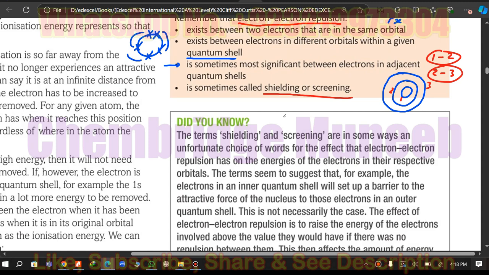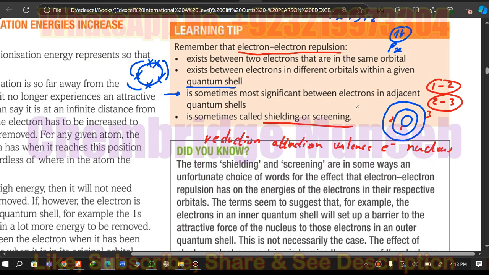Basically, the screening is actually the reduction in the force of attraction between the valence electrons and the nucleus. That's the screening effect. That's the shielding effect. When we have less attraction between the valence electron and the nucleus, that is called shielding or screening. And why does it happen? It happens because of the repulsion between the electrons. Are you getting my point?